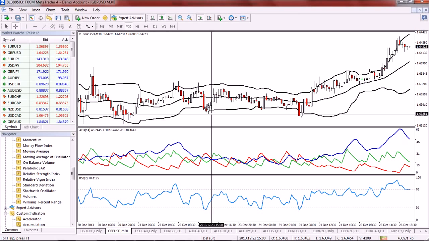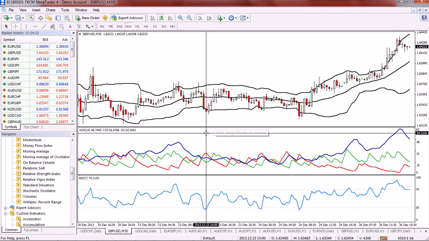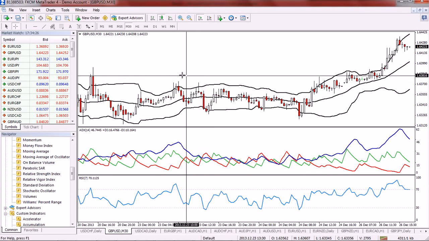So this is how this strategy works. This is a scalping strategy, because you are targeting 10 pips or 15 pips or 30 pips like that. And let's see some of the other things using this strategy.